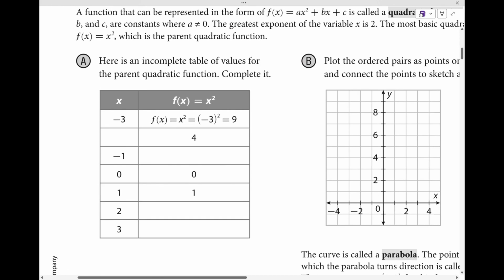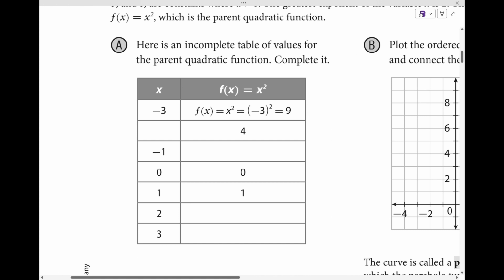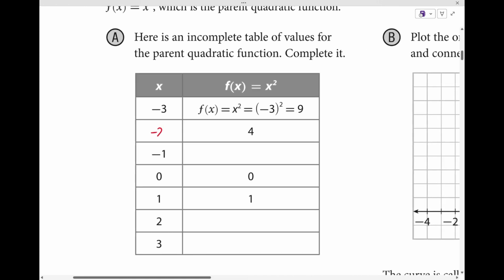So real quick, let's get used to that parent function, what it looks like. We could fill out this table of values, so -3, -2, -1, 0, 1, 2, 3. And for my y values, all I'm doing to get my y value is I'm just doing x squared. So if my x is -3, I'm going to square that, and here they got 9. Okay, -2 squared is 4. -1 squared is going to give you 1.